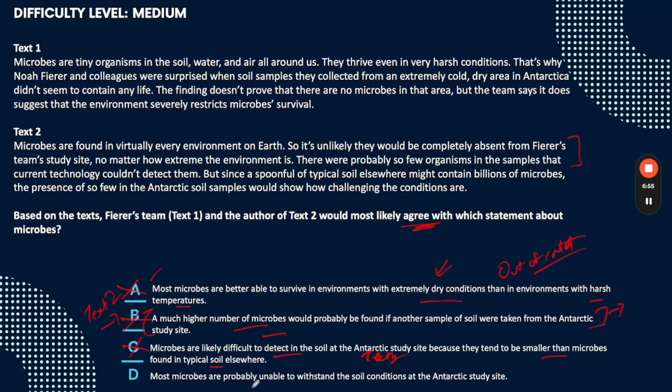Now D, most microbes are probably unable to withstand the soil conditions at the Antarctic study site. This is exactly what we identified after reading text 1 and text 2, that yes, the microbes were not able to survive the extreme conditions of Antarctica. Right? So this clearly is a correct option as per the understanding that we got while reading text 1 and text 2, and this is something that both the authors would agree with. So this is how you can eliminate your options when it comes to the agreeing statements, right?